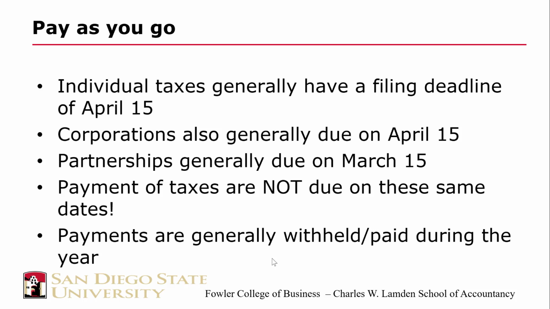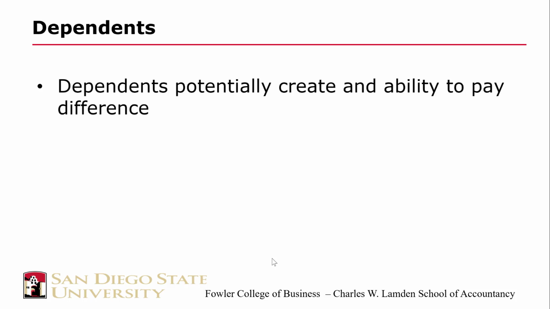Okay, again, we have a pay-as-you-go system. We'll worry about these deadlines in a future slide in this video. But generally, you have to file by April 15 if you're an individual. Same with corporations. Partnerships are generally due on March 15th, and this is just a reminder, and we know this now, right? Payment of taxes are not due on these same dates, right? You're actually required to make estimated payments because payments are generally withheld or paid during the year. And we'll really dig in on estimated payments. Again, we've already done it once last week. We'll do it some more.